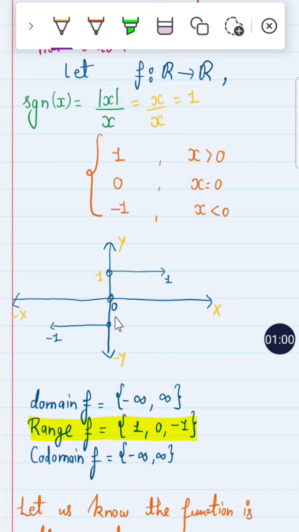So this is always a straight line, right? This is 1 and this is minus 1 and this is 0. How do we say that? When x equals 0, then it is 0, right? When x equals 0, the function value is 0.